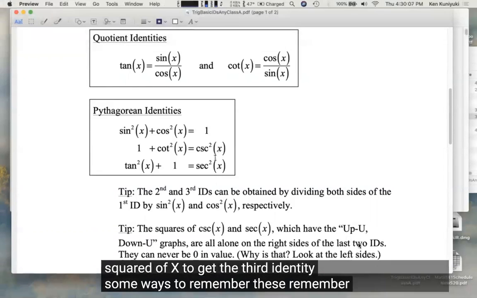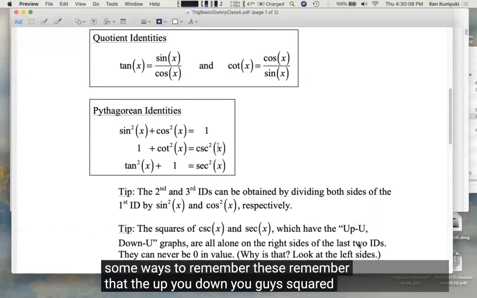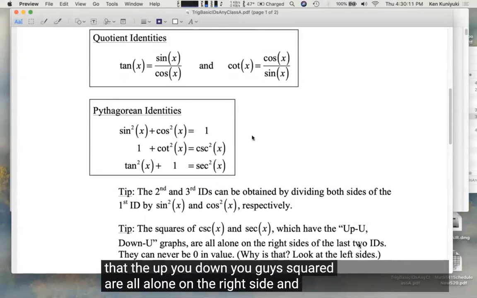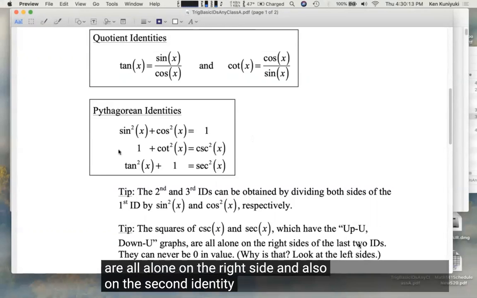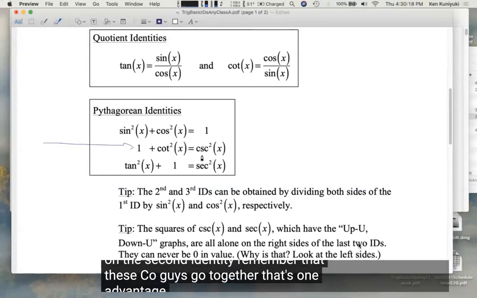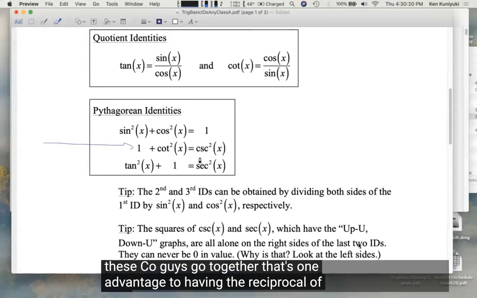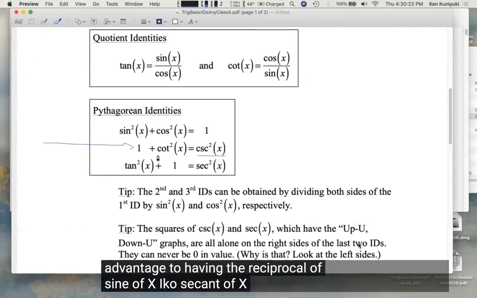Some ways to remember these. Remember that the up u, down u guys squared are all alone on the right side. And also on the second identity, remember that these co-guys go together. That's one advantage to having the reciprocal of sine of x be cosecant of x.